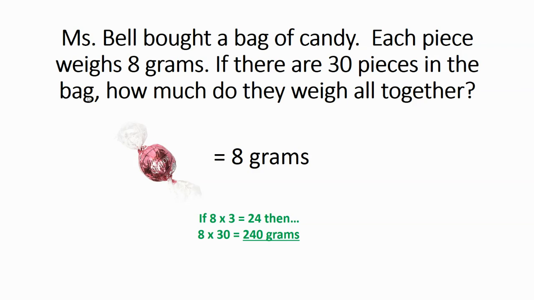All right, well, here's the kind of math I did. I said, well, if 8 times 3 is 24, then I know that 8 times 30, I'm going to do some multiplication again. That's going to be my operation, is going to equal 240 grams. So 30 pieces of this candy would be about 240 grams. That would be my mass.